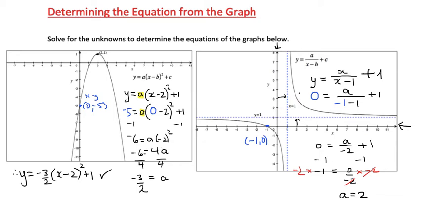If it was a negative 2, this arm would have been reflected here and this arm would have been reflected here. So the fact that it looks like what we're by now used to is also a good sign, okay? Let's just write the final equation. So 2 over x minus 1, plus 1.